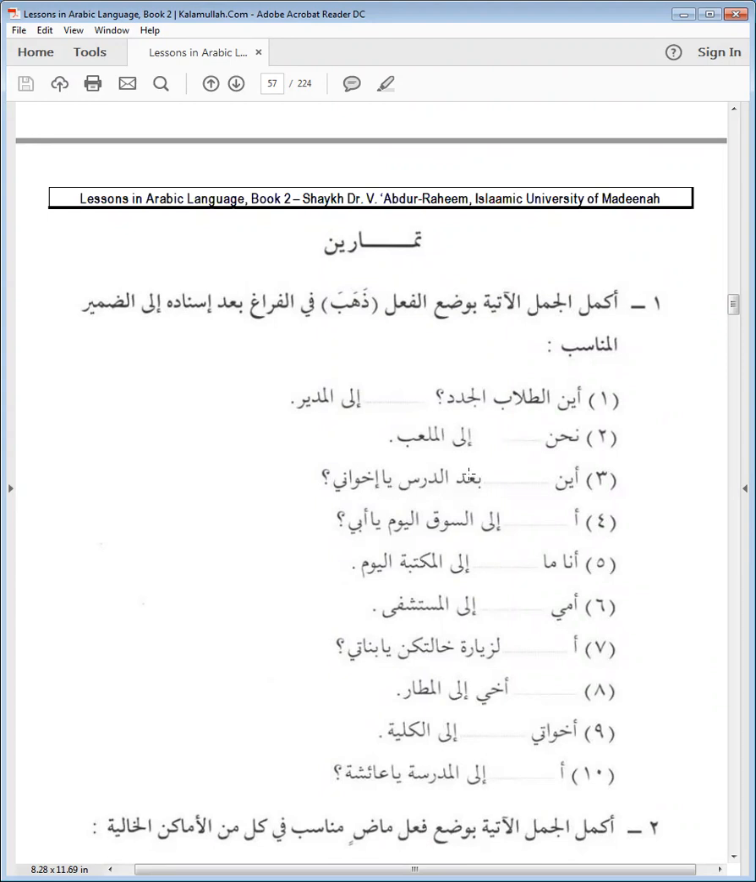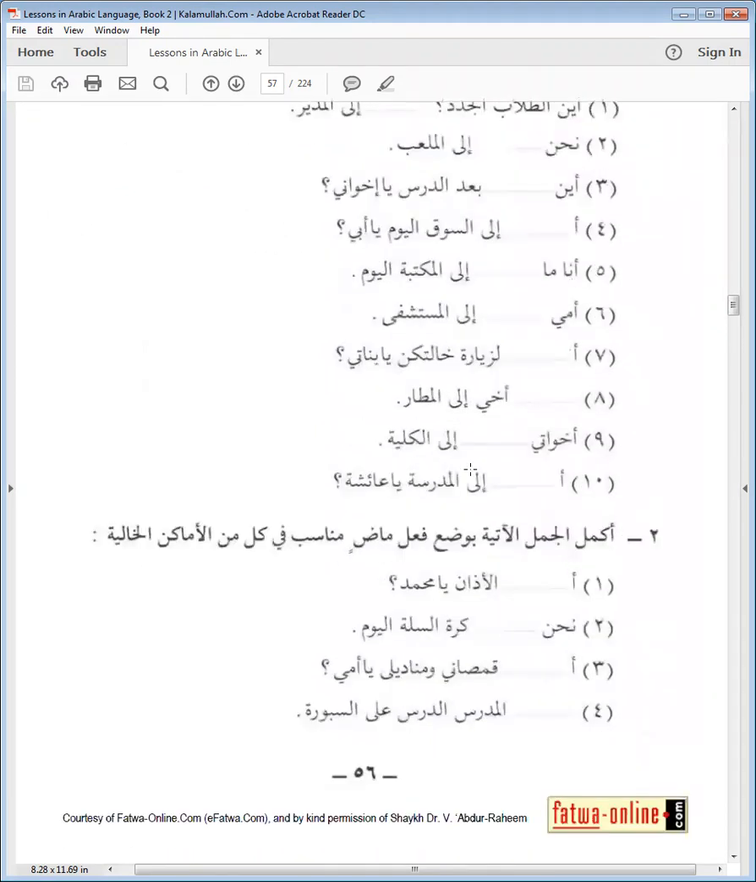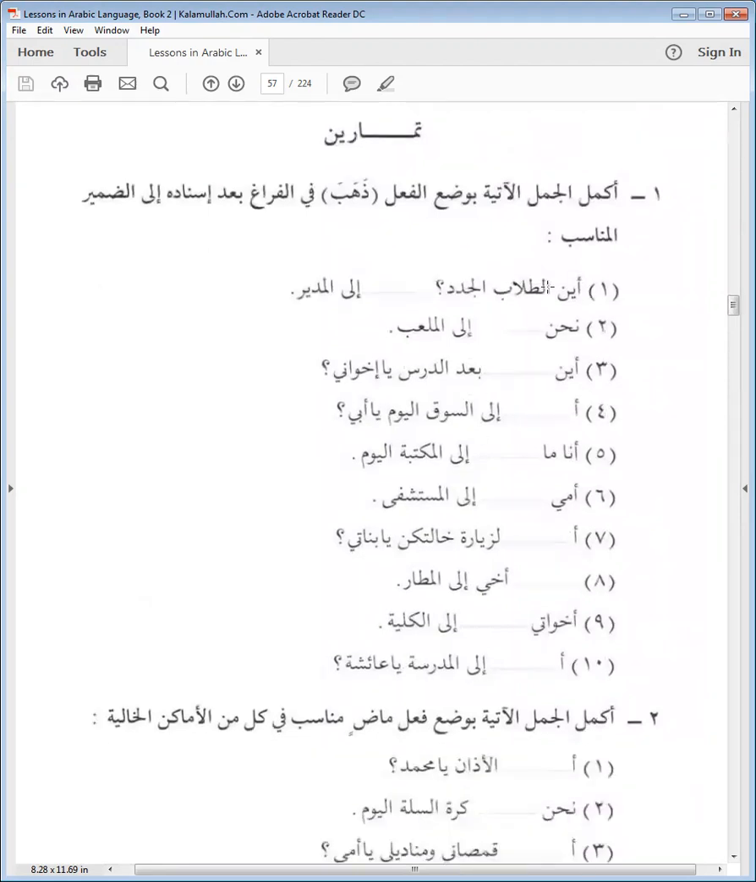So let's look at the first one. We are on صفحة 56 or page 56. At the top, رقم واحد, and then under that we have number one, and the first sentence is أين الطلاب الجدد. Where are the new students? So the answer will be ذهبوا إلى المدير. They went to the principal.